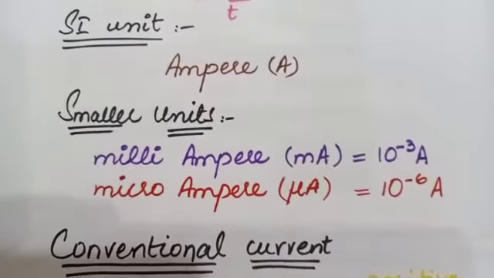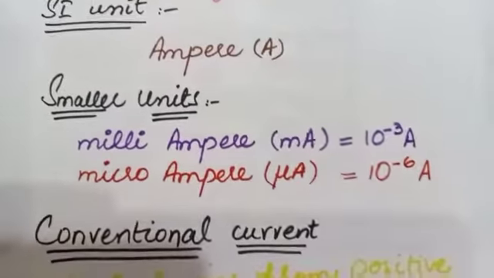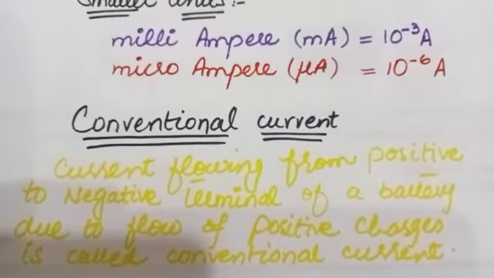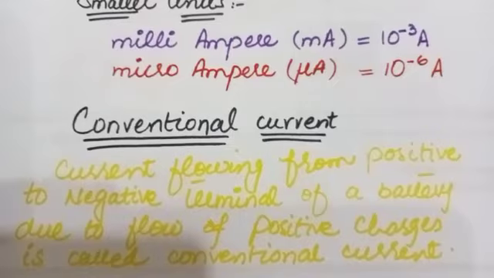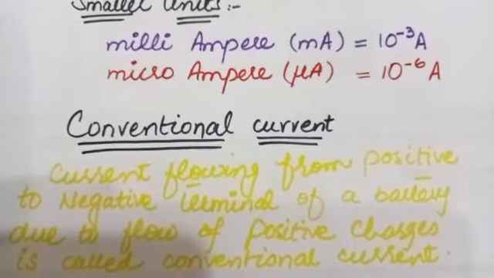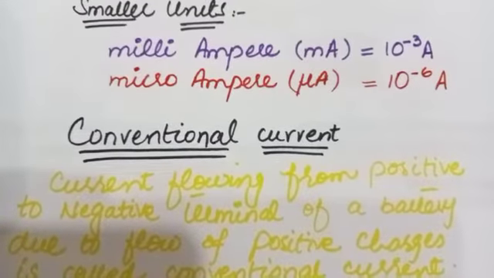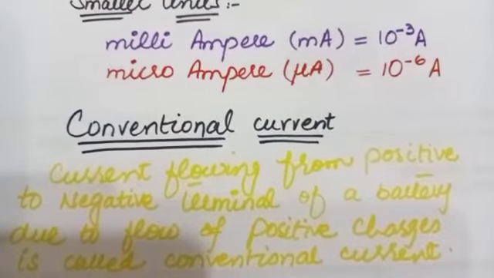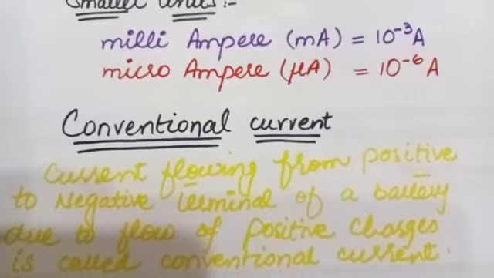Here is another concept of conventional current. We can define the conventional current. Current flowing from the positive to the negative terminal of the battery due to the flow of positive charges is called conventional current. Before the electric current, the idea of conventional current was introduced.